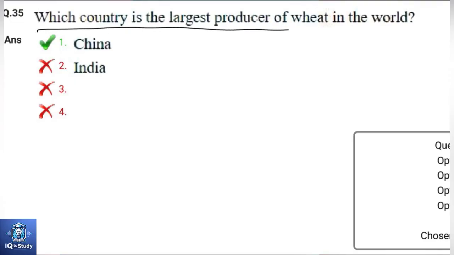Which country is the largest producer of wheat in the world? China.